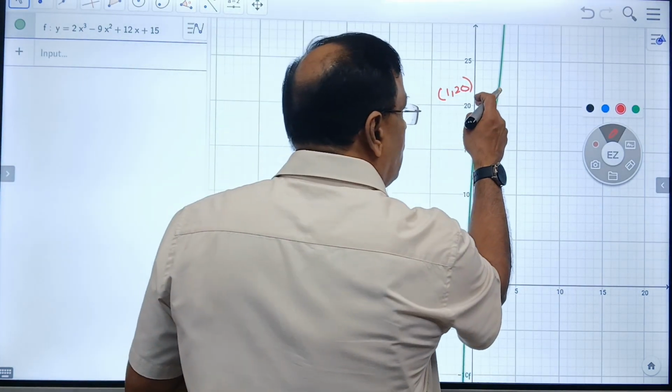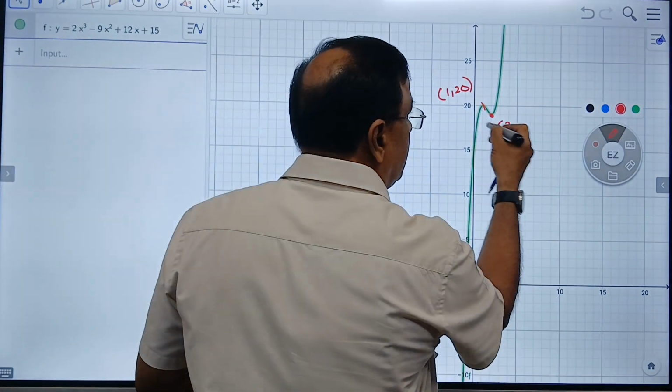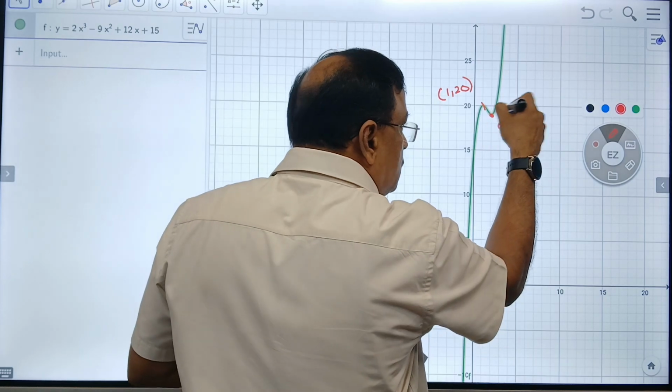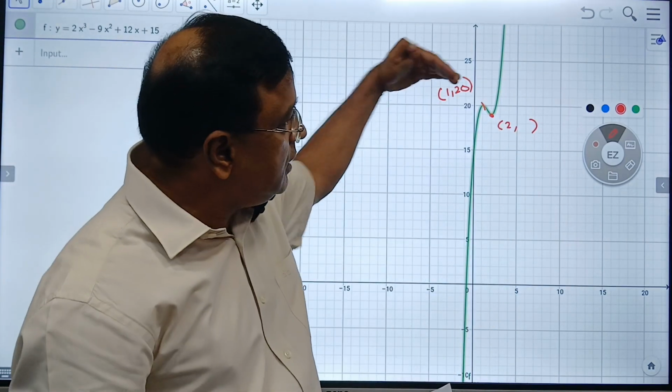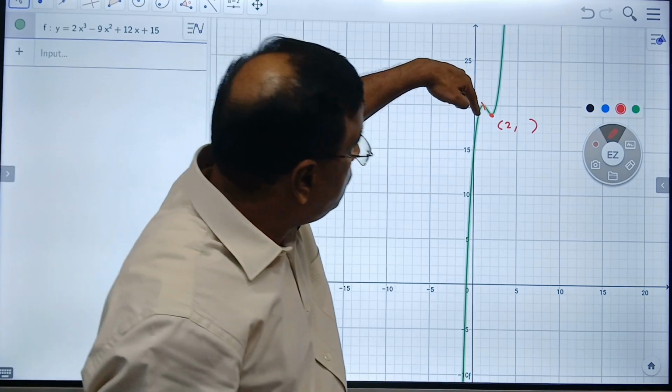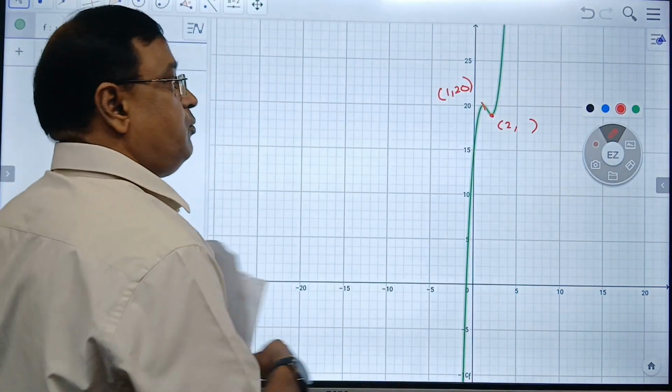So it is increasing from minus infinity to 1, and then you see from 1 to 2, I don't know what the y value is at 2, from 1 to 2 it is decreasing. Can you see? The curve is down, and then from 2 to infinity it is increasing. Okay, that's a very, very important observation.